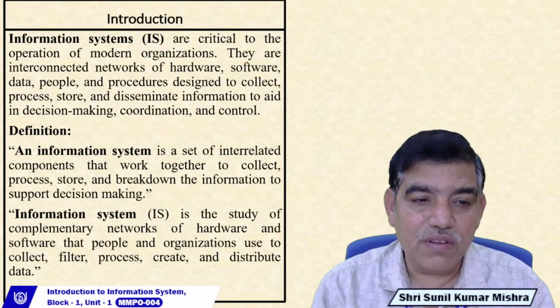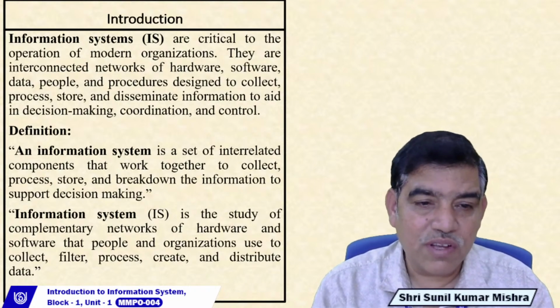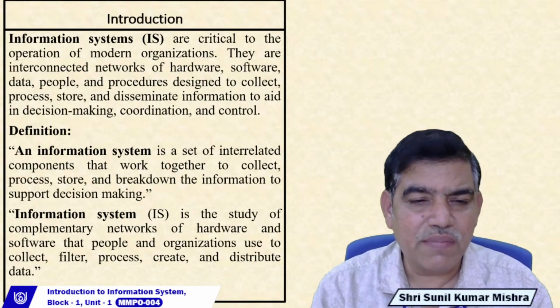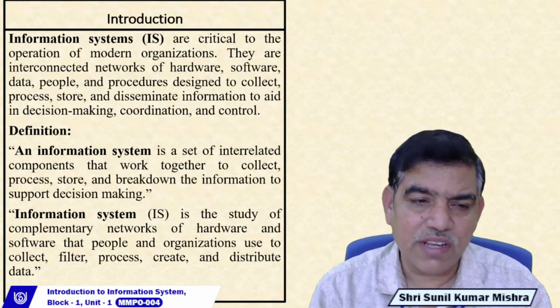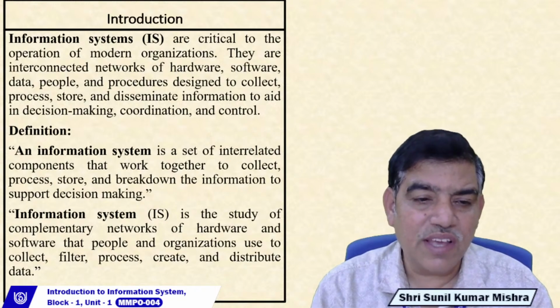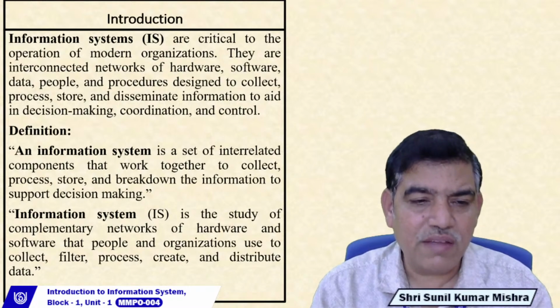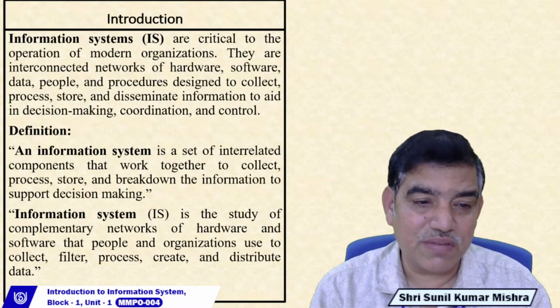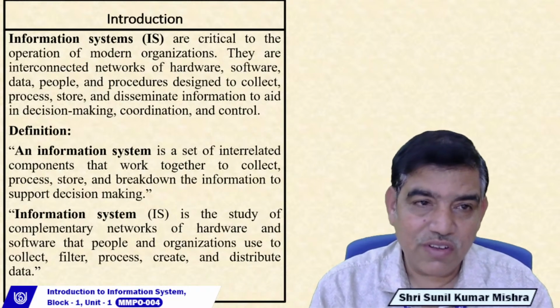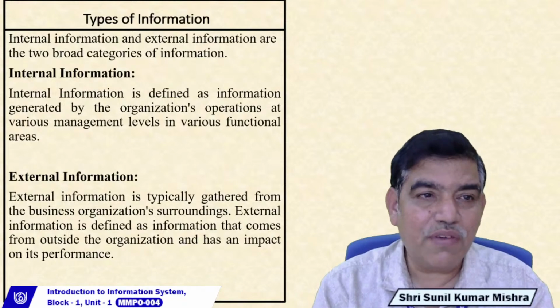Then people. People means actually users. In an organization, different types of people are working together for a specific goal. Hence, the people are at different levels, and they need different types of information. Then we discuss types of information.